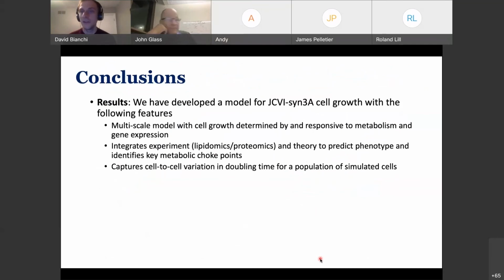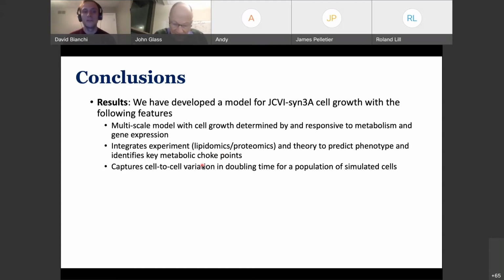And so in conclusion, now I'm running out of time here, John. We've developed a model with the following features: a multi-scale model for cell growth that's determined by and responsive to both the metabolism and the gene expression of Syn3A. We integrate experiments, lipidomics done by the Sands group, as well as proteomics and theory to predict the phenotype of doubling time for these cells, as well as some key metabolic choke points in the lipid metabolism that I didn't get to talk about today, but that'll be in our paper that's currently under review.